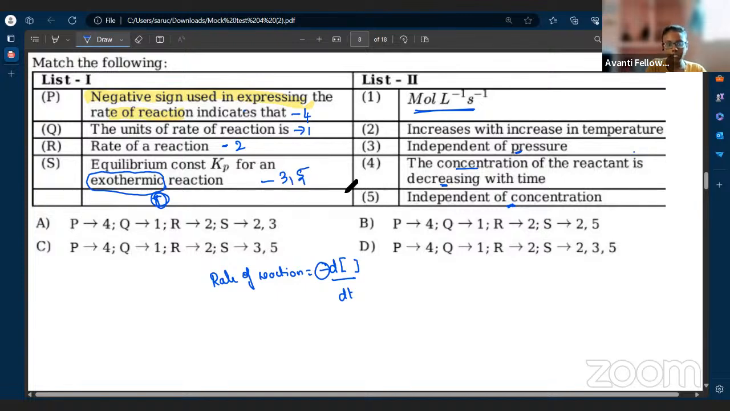So which is going to be the right answer? Again, option C is the right answer. So P4, Q1, R2, S3. Clear with this question, everyone? Yes. So moving to the next question.